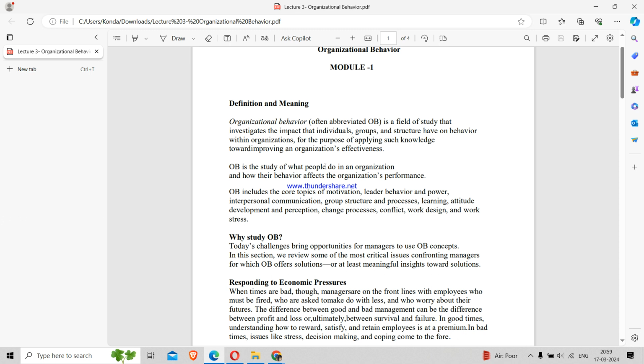It is also understood as the study of the interpersonal as well as the intrapersonal behavior of the individuals that are working for that particular organization.